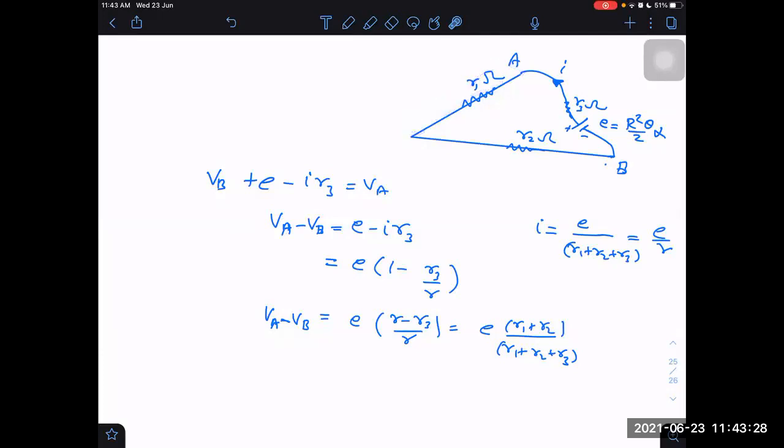In the loop, it will be created by the magnetic field, and in the wire it is just the flow of electrons. That is a consequence of that. So there is no EMF produced in the wire.